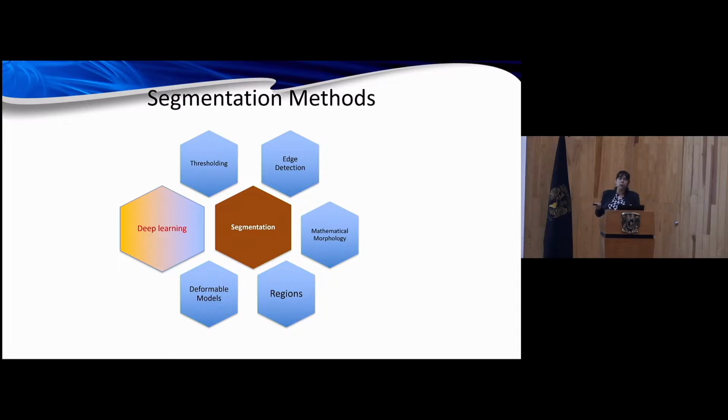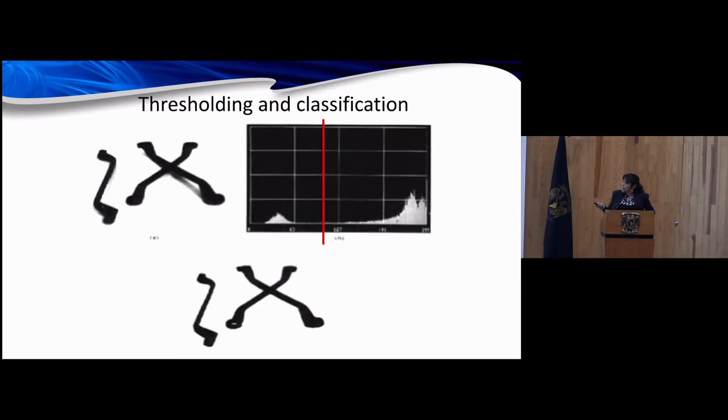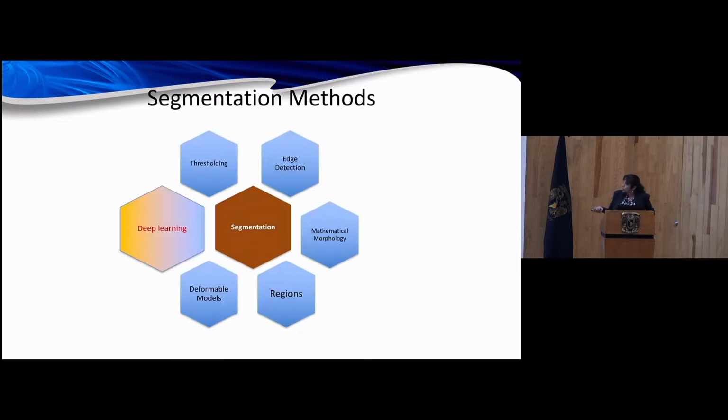Okay, so to give an example, there is a list here of some segmentation methods that I am going to speak about very briefly, because we don't have as much time as I would like. Some of them are thresholding, edge detection, mathematical morphology, regions, deformable models, deep learning, and I'm going to talk also about hybrid models, which have given a lot of good results lately.